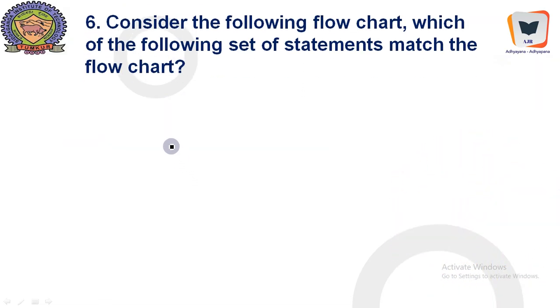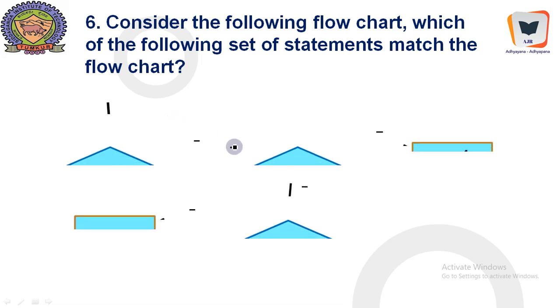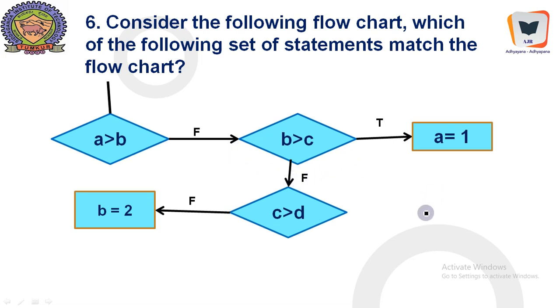Consider the following flowchart. Which of the following set of statements match the flowchart? Okay, we will write it here only. If, okay, we will go by the first interrogative thing. If A greater than B, for true nothing is mentioned. Therefore, we will put a colon. It's an empty if block. Okay, else if, because there is a condition. If it becomes false, there is another condition. Else if B greater than C.